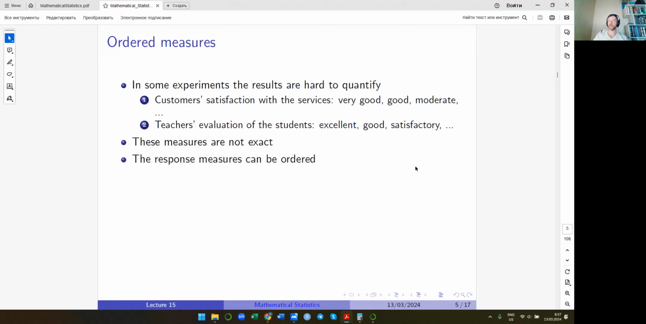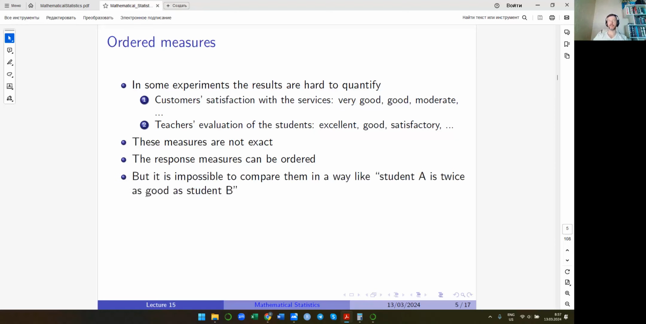So the measures can be ordered. Of course, 100 is greater than 90. And we know that the evaluation of this student is higher than the student who has 90 points, for example. But we cannot compare them in a way like student A is twice as good as student B.